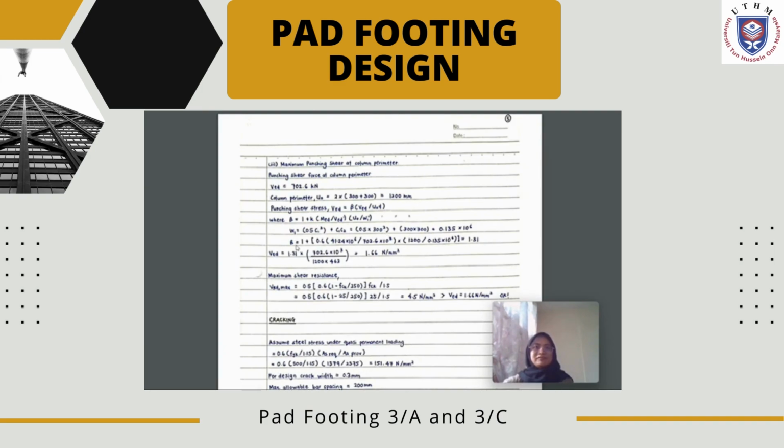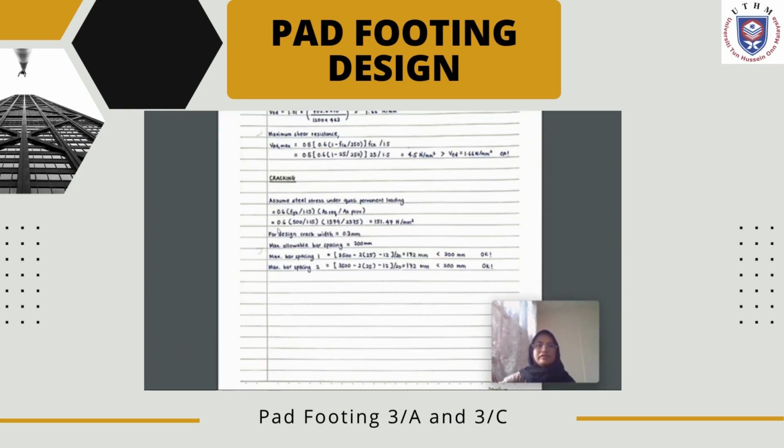Then we can find the beta from the calculated value. We will find the punching shear stress, and then the maximum shear resistance is calculated equal to 4.5 Newton per millimeter square, which is larger than the punching shear stress, which is okay. Then we will continue to find the cracking. First, assume steel stress under quasi-permanent loading using this formula, and the design crack width is 0.3 millimeter. And then the maximum allowable bar spacing is equal to 200 millimeters.